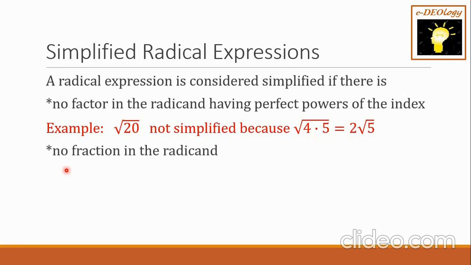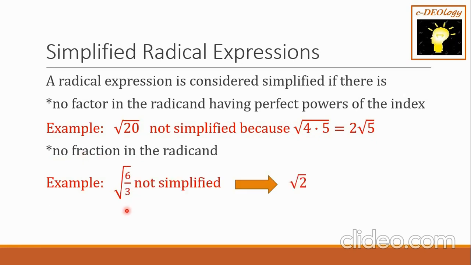Second, a radical expression is considered simplified if there is no fraction in the radicand. Let's have an example, the square root of the fraction 6 over 3. When we divide the 6 by 3, we get the square root of 2. So this is now the simplified form.